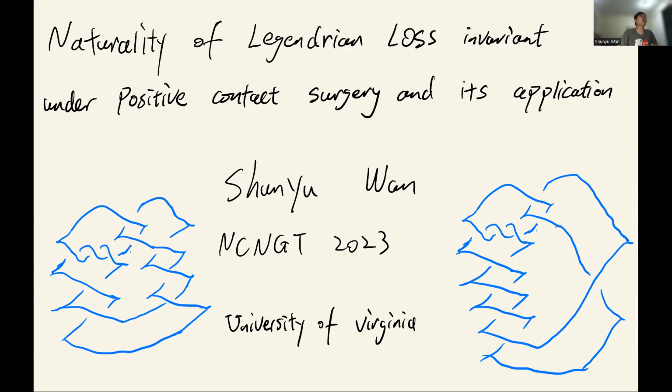So in these two talks, I want to tell you something about the naturality of Lagrangian loss invariant under positive contact surgery and its applications. In the first talk, I will go over the background of the contact geometry part and try to tell you what those words mean. In the second talk, I want to talk about the applications, which mainly I want to convince you that these two Lagrangian knots are not Lagrangian isotopic.